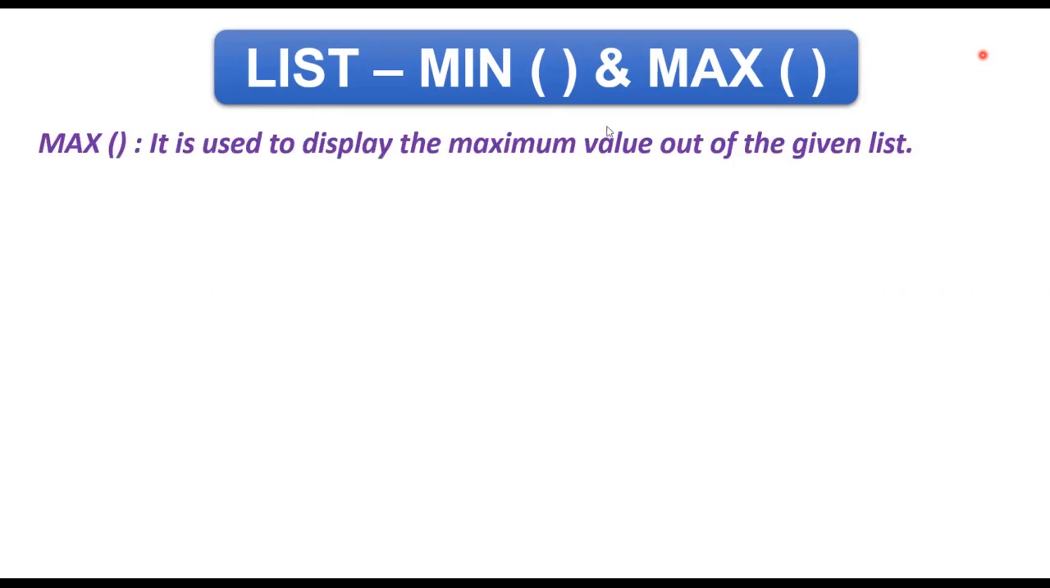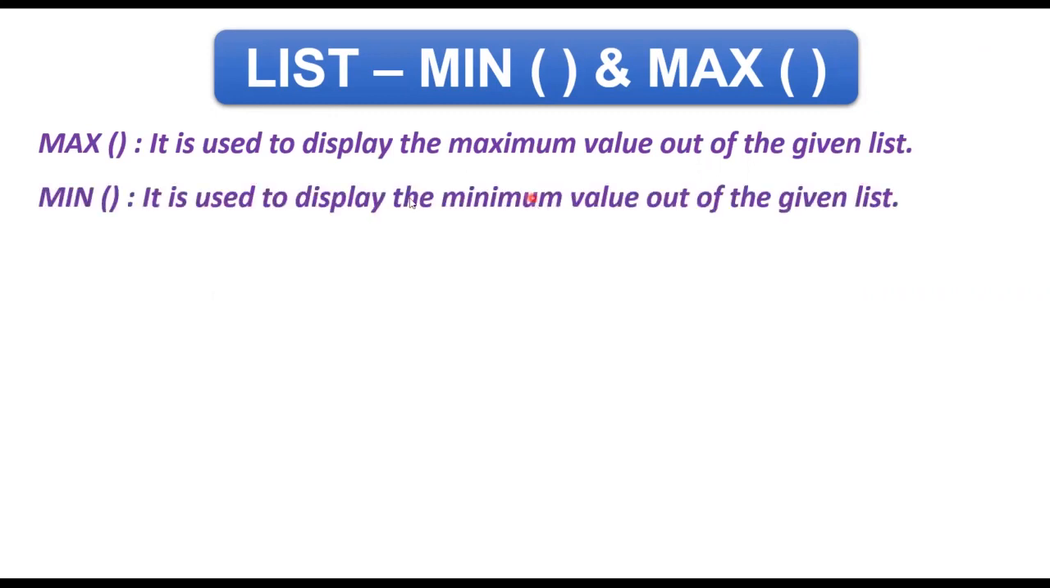Today we are going to talk about max and min functions. So let us start with it. Max function is used to display the maximum value out of the given list of elements. And as the name suggests, min function is used to display the minimum value out of the given list of elements. So for example, there is a list of elements.